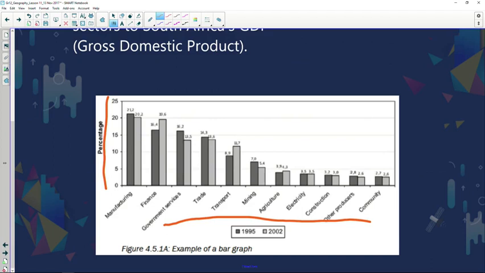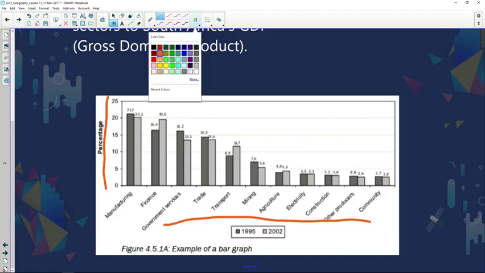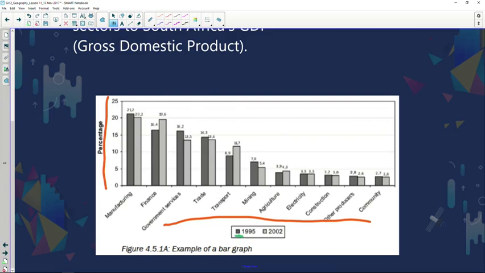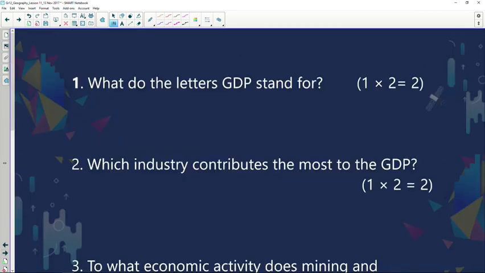community. Now the key that's being used for the bar graph itself uses two different colors, as you can see. The dark gray color represents 1995, and the light gray represents 2002. So immediately, as you can see, that will represent 95, and the light grey will represent 2002, the bar graph. Now let's just quickly look at the questions.